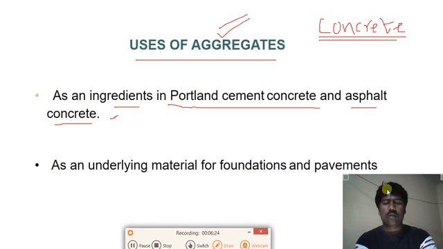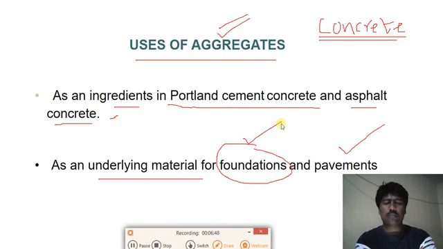Also these aggregates are used as an underlying material for foundations and also in pavements. Pavements in the sense of roads. It could be bituminous roads or concrete roads. There also we are using aggregate, and also in foundation works. Below your superstructure there is a substructure that is called foundation. In foundations also we are using these aggregates. So these are the main uses of the aggregates.